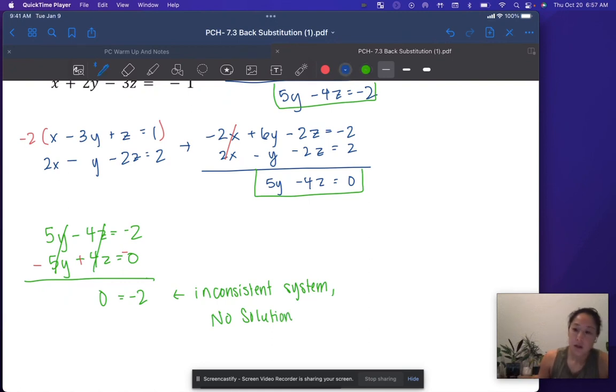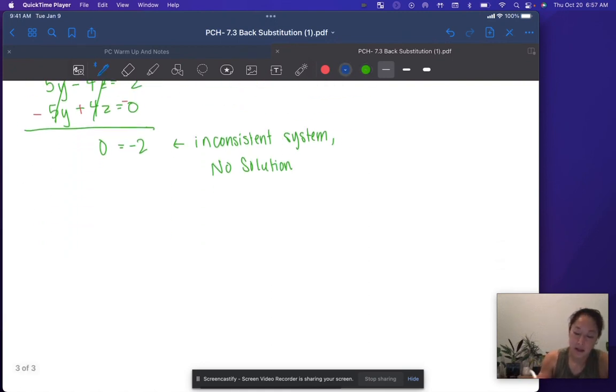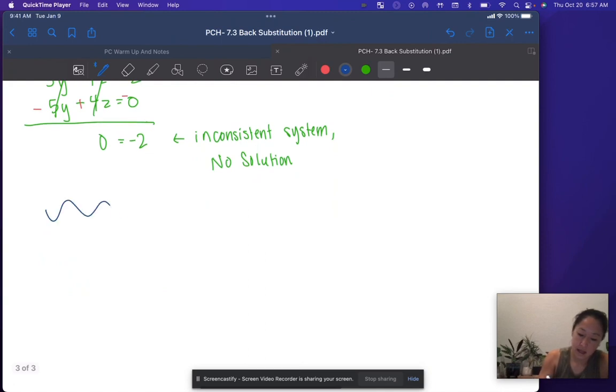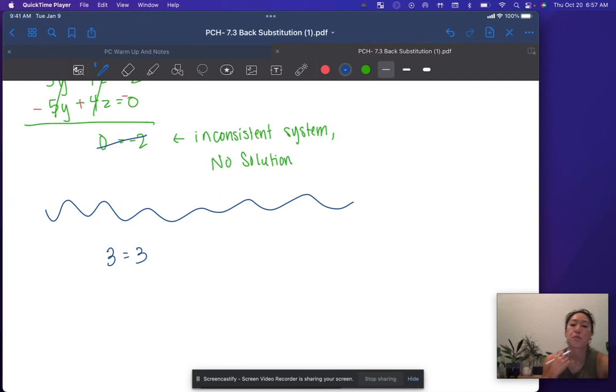Okay, just a reminder that let's say that at the end, instead of getting 0 is equal to -2, we got something like 3 is equal to 3. So all your variables go away, but the statement makes sense. Then this is still a dependent system, and you would have infinitely many solutions.